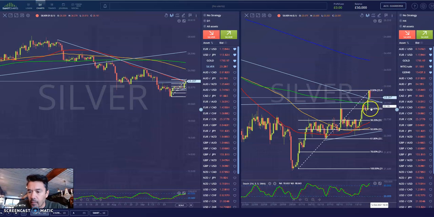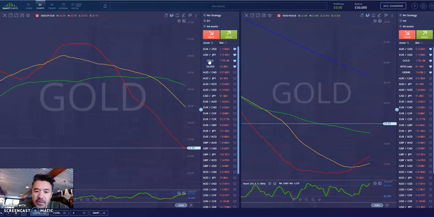In fact, pulling back to the level where we were getting out. My resistance level was around 23.10, 23.20. We got out at 23.30. No big deal. That's back to where we are now. However, slightly confusing picture, as I said.